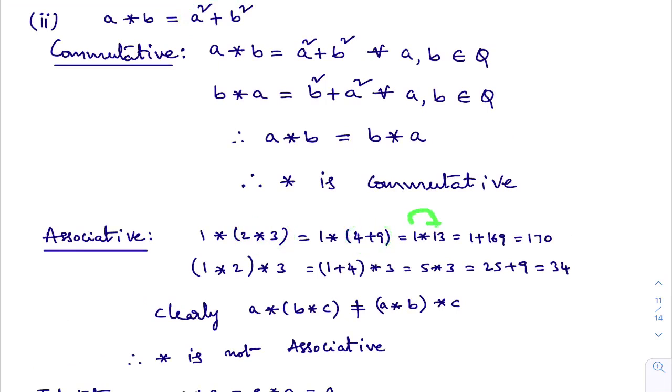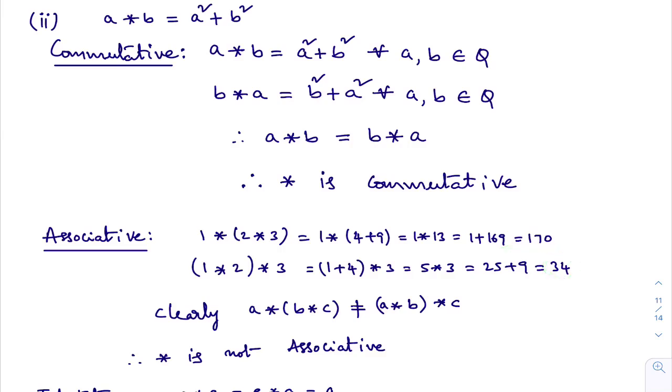Now 1 star 13, as A star B is defined as A square plus B square, 1 star 13 is 1 square plus 13 square. That is 1 plus 169, so 170. Now (1 star 2) star 3. Whatever is inside the brackets, I'll calculate that first. 1 star 2 is what? 1 square plus 2 square, that is 1 plus 4, which is 5. 5 star 3. 5 star 3 is what? 5 square plus 3 square. 5 square is 25, 3 square is 9. 25 plus 9 is 34.